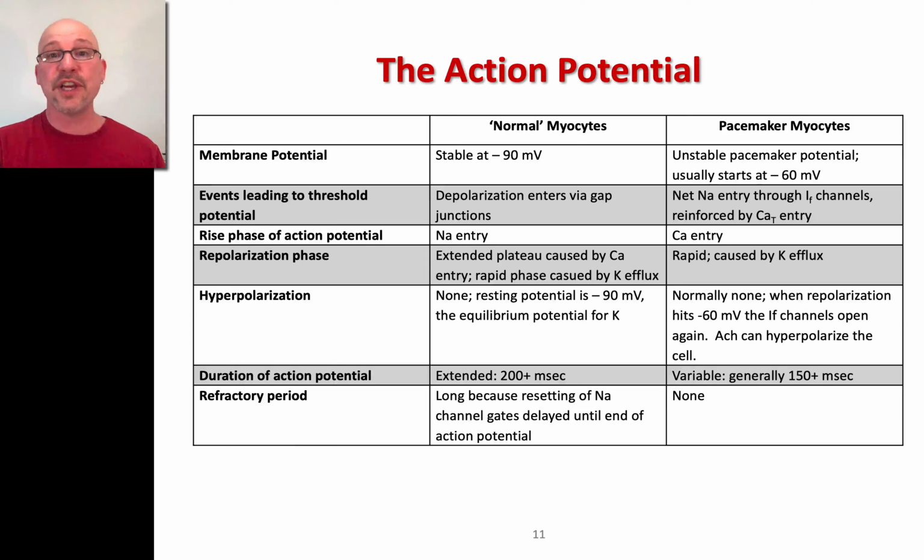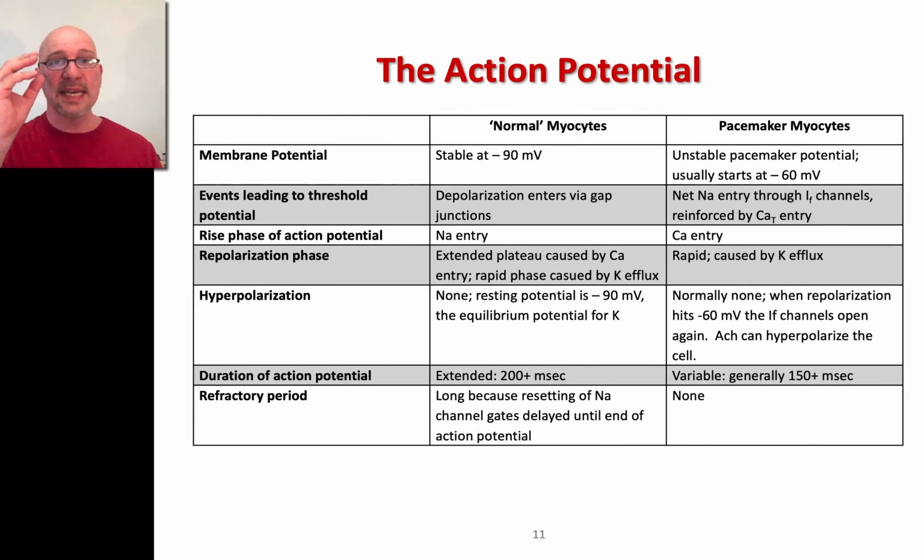What causes a ventricular myocyte to depolarize? Well, we get the wave of depolarization coming through the gap junctions. Whereas in pacemaker myocytes, they spontaneously depolarize. They spontaneously lead up to that threshold potential because of the leaky channels. What causes the rise, the big jump to depolarize the cell? Well, in normal myocytes, it's sodium entry. But in the pacemaker myocytes, they don't have fast sodium channels, so they use calcium instead, and it's calcium that comes in. Repolarization in ventricular myocytes has this extended plateau so that it stays electrically active to maintain a long squeeze. The pacemaker myocytes don't do that.